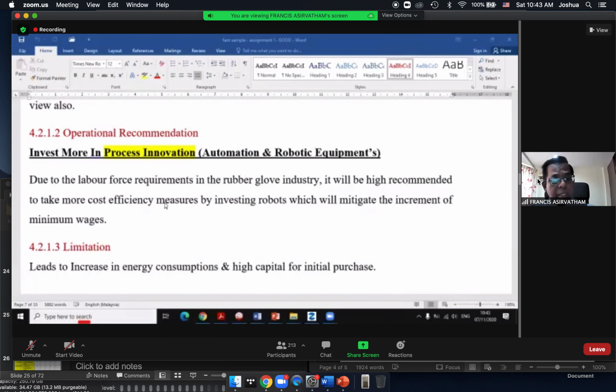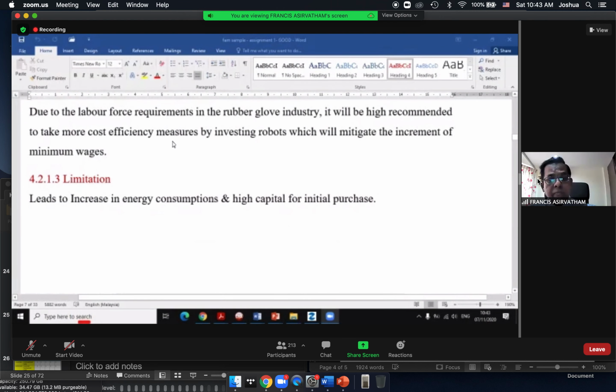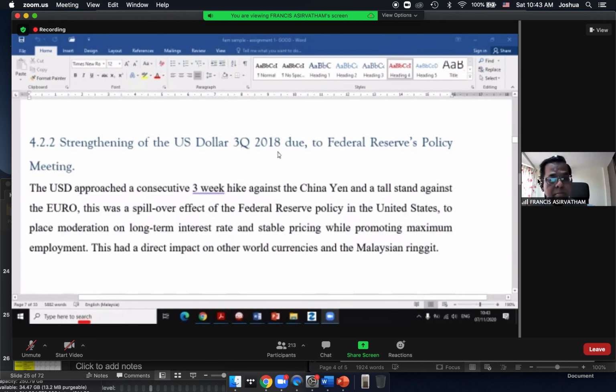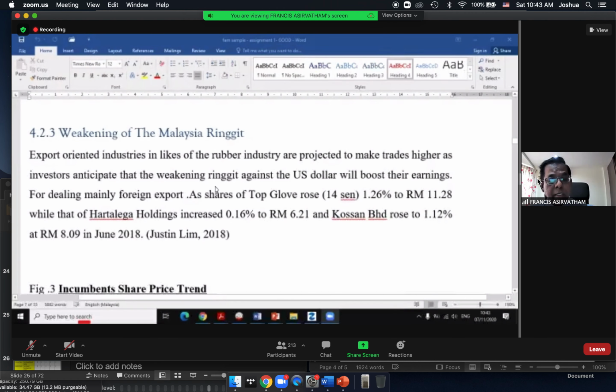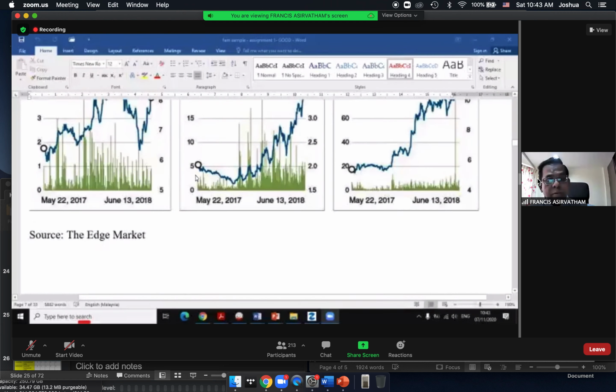If there's any limitation, you write limitation, okay? The strengthening of the dollar is a problem. Limitation is a problem for him, all right? Weakening of the ringgit is another problem, okay? He's highlighting clearly the independent view.